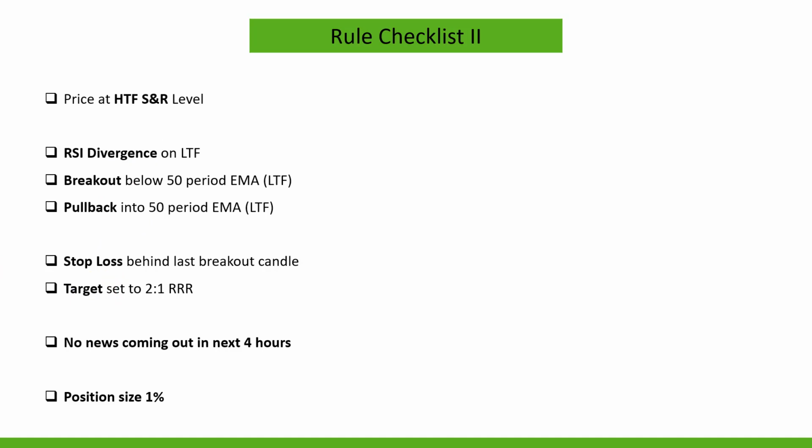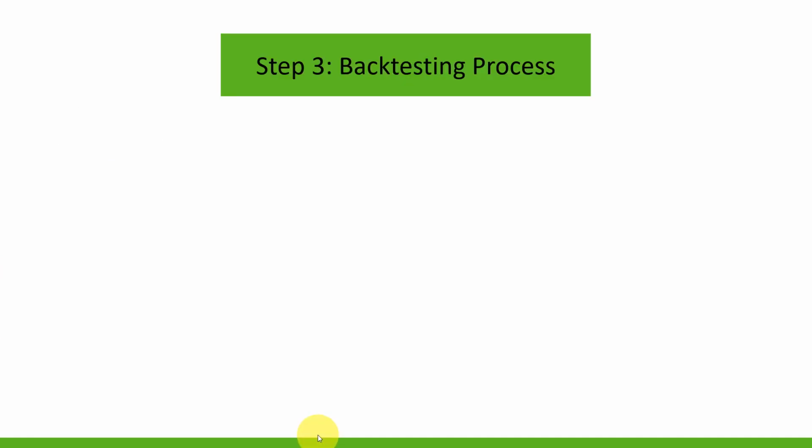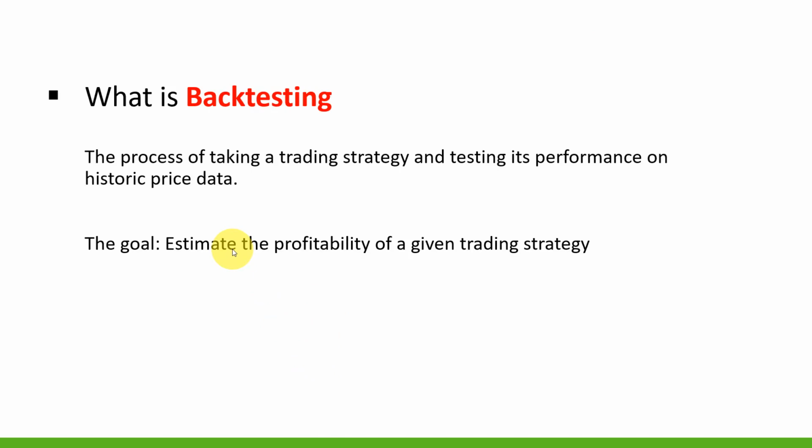Step 3 is then the actual process of backtesting. What is backtesting? When we talk about backtesting, it means that we are taking the trading strategy ideas, the framework that we have developed, and we are using it on historic price data. So for example, we could go back to the price action from 1 or 2 years ago. And then from there on, we're going to look at how this strategy would have performed on the price action.